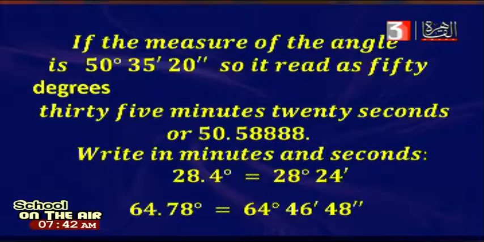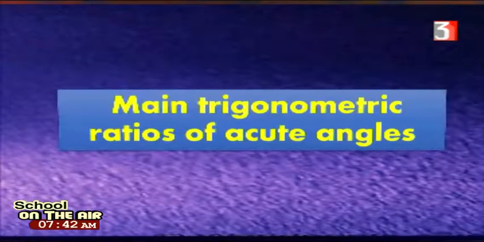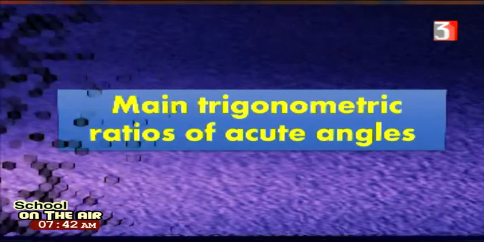Then, what about the main title of the lesson? It is the main trigonometric ratios of acute angles. So, what about the trigonometric ratios of the acute angles? First of all, if you have a triangle like that in front of you, it is a right angle triangle. Then you have an angle called theta, which is angle C. I'm going to symbolize it as theta.